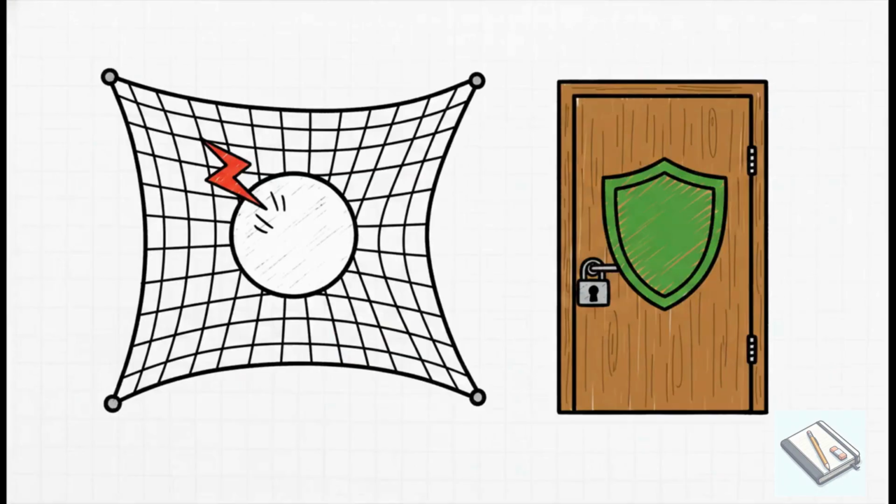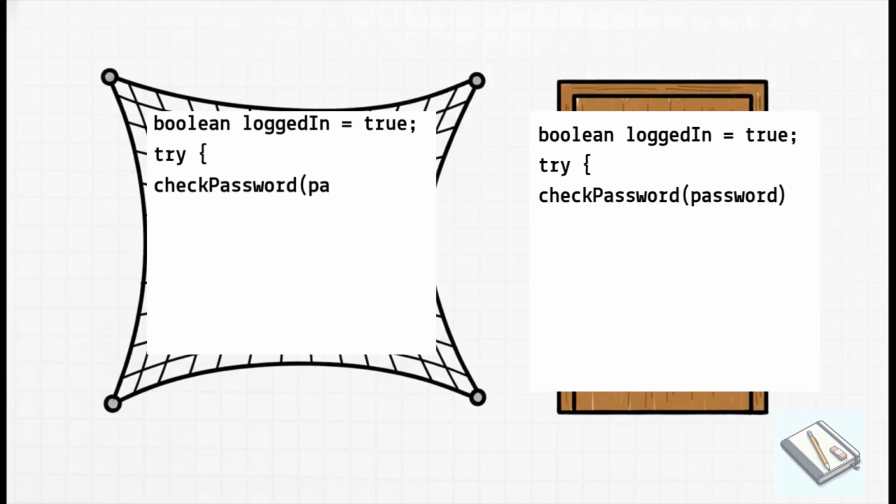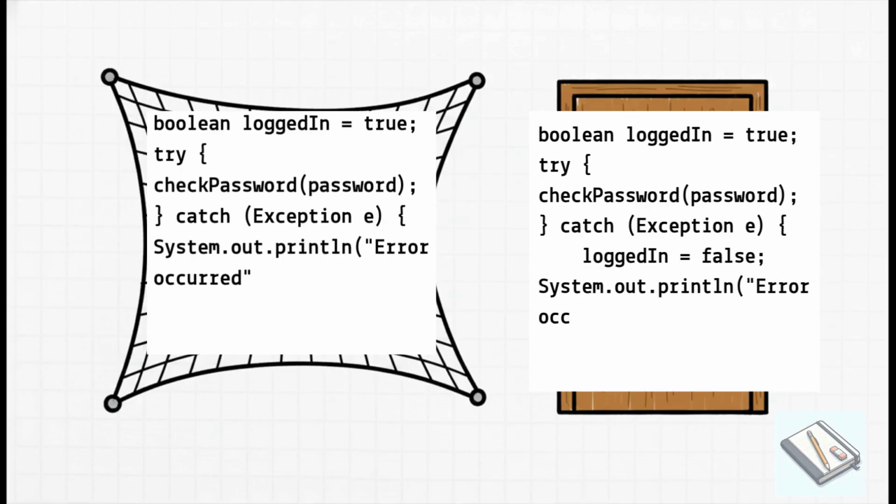Scary, right? But check out how incredibly simple the fix is. By just adding one single line, loggedIn equals false, inside that catch block, the entire vulnerability is closed. Now, if any error happens during that password check, the login is guaranteed to fail. It's a tiny change with a gigantic impact on security.